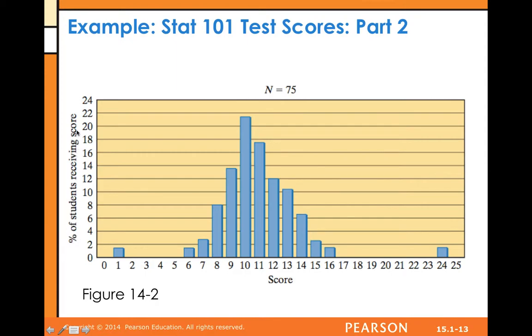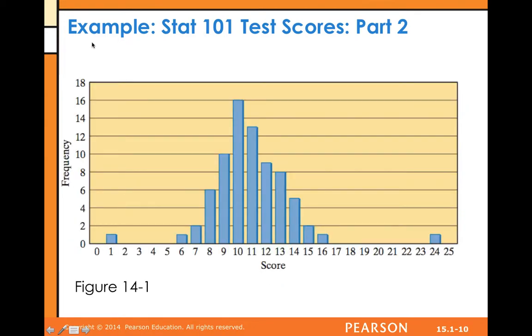Percentage of students receiving a score, 21 or so, right? 21.5% of students got a 10. 8% of students got an 8. It looks like about 1.5% of students got a 1, etc. So a lot of times you will see percentages on the left rather than the raw frequencies because with percentages there's a definite cap. You know, it goes from 0% to 100%. So this vertical axis here will never go past 100.